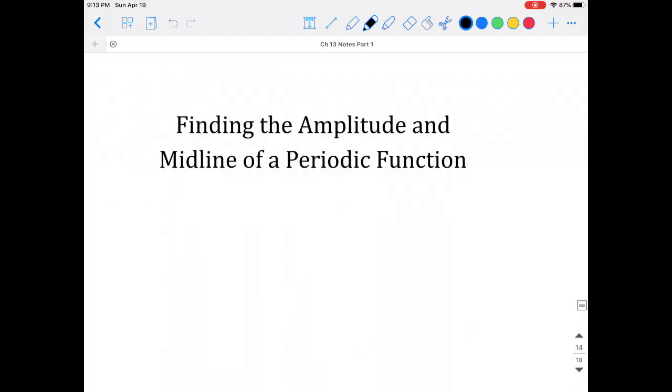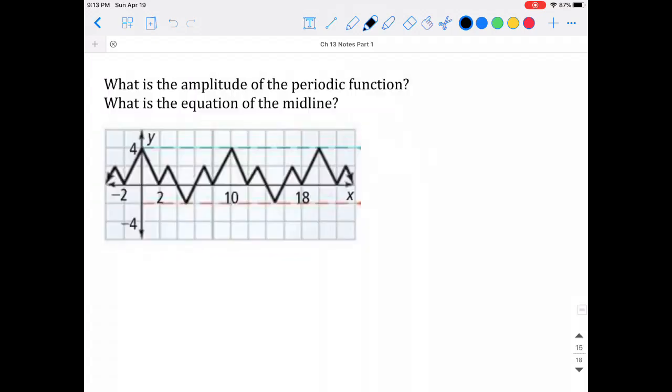Finding the amplitude and midline of a periodic function. So let's look at a few examples. First one, what is the amplitude of the periodic function? What is the equation of the midline? So in order to find our amplitude, we need to know the maximum and the minimum of our graph. Our maximum, which is represented by this dotted line here, is at 4. The minimum is at -2. So to find our amplitude, remember we do maximum minus minimum divided by 2.